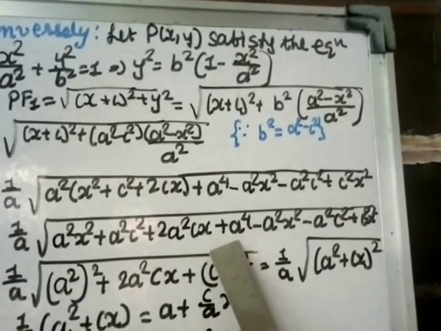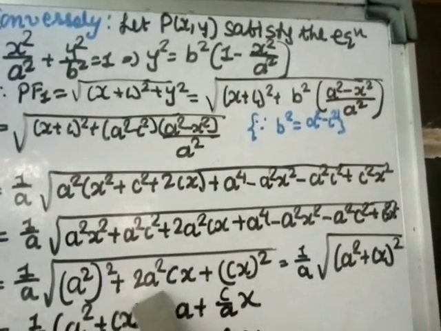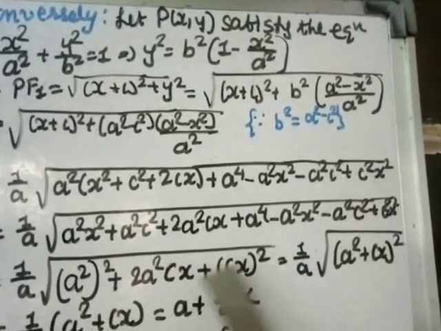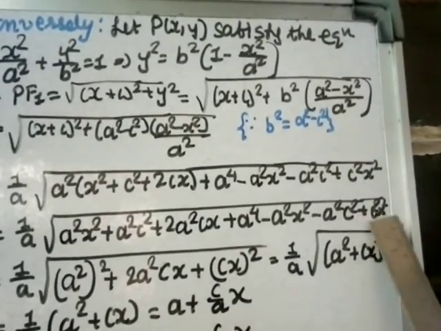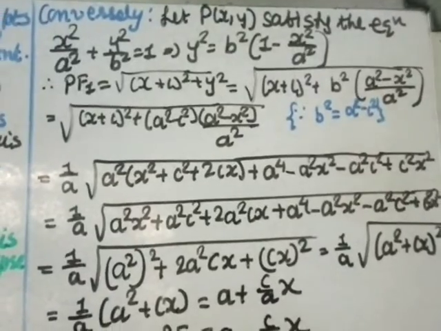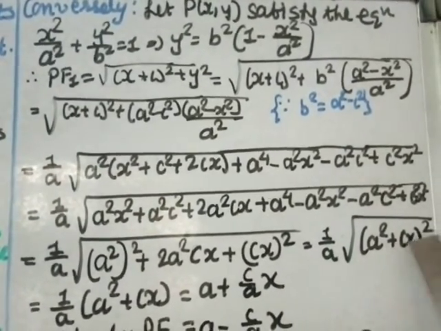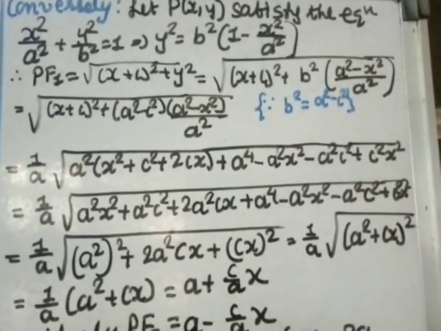So what remains is a power 4, which can be written as a square whole square, plus this one 2 a square cx, and this one remains plus cx whole square. C square x square can be written as cx whole square, and this is all under the square root, and this 1 by a as it is. But this is the perfect square of (a square plus cx) whole square under the square root, and 1 by a as it is.